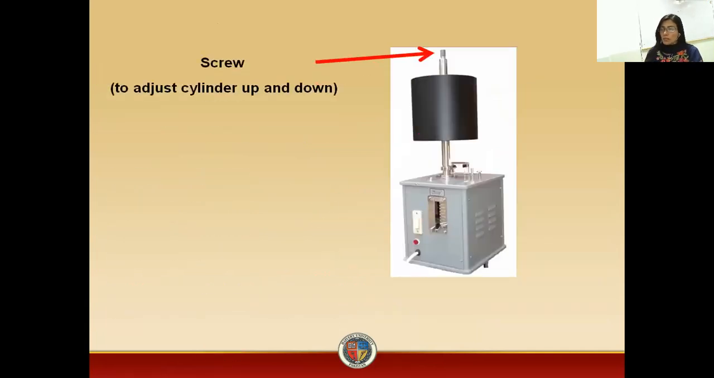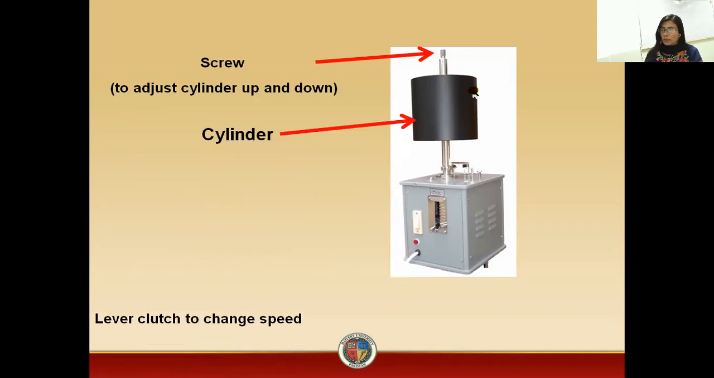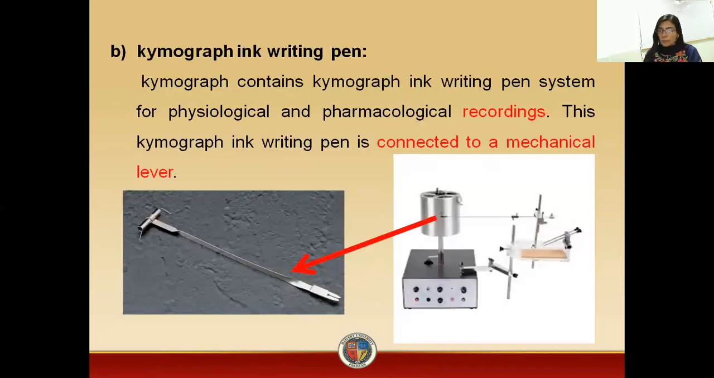So, its parts. Screw. This screw is used to adjust the cylinder up and down. This apparatus contains a cylinder which is adjusted by the screw. It also contains a lever clutch to change the speed. Then it contains an on-off switch to switch on or off the apparatus.